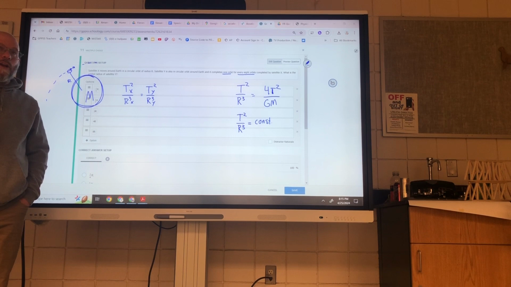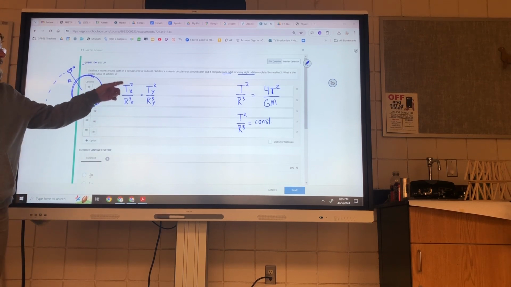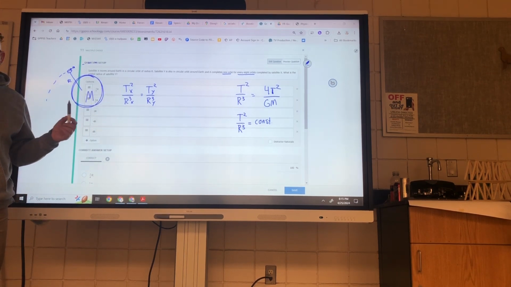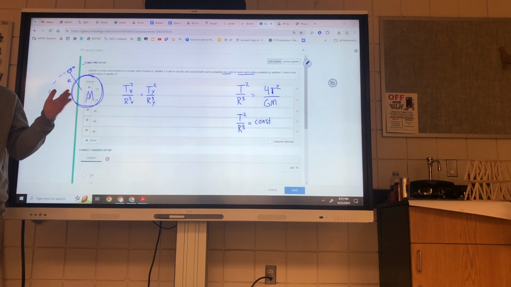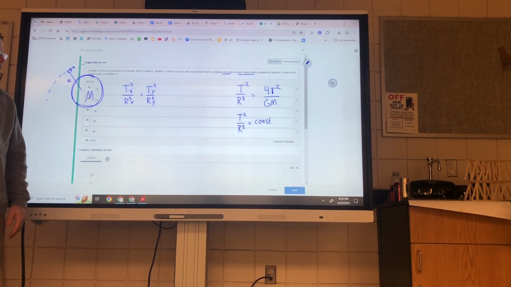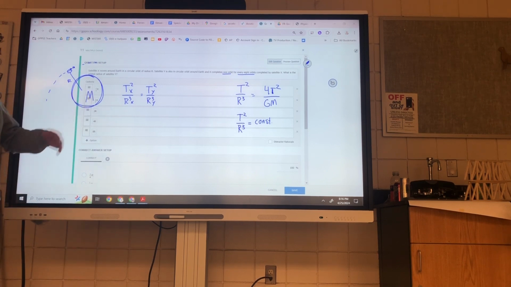Everything that orbits the Earth has the same t squared over r cubed ratio. Also figured out by Kepler in the 1600s. What are we doing with our lives? Yeah. I wonder how old he was when he figured this out. They didn't live that long, so he couldn't have been that old. Definitely not in his 50s, like some yahoos. Anyway, let's see if we can figure this out.